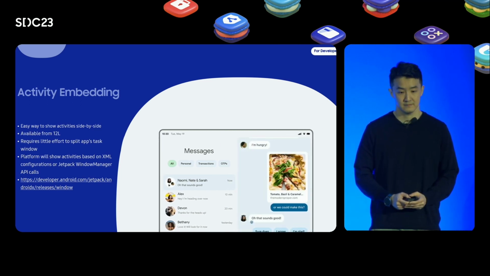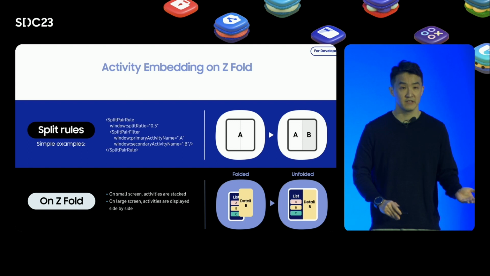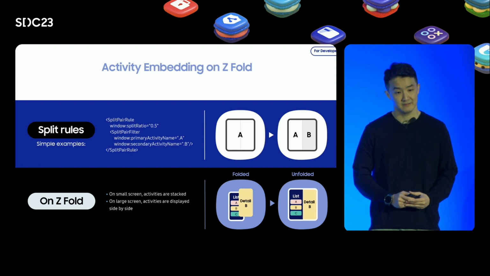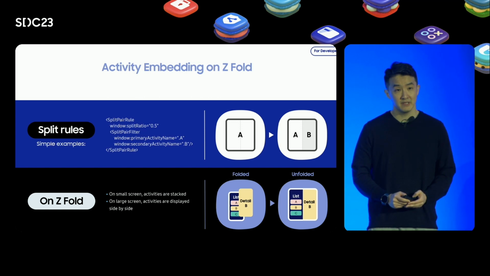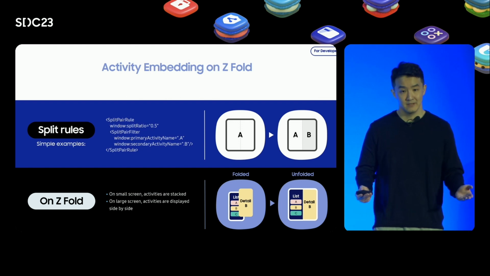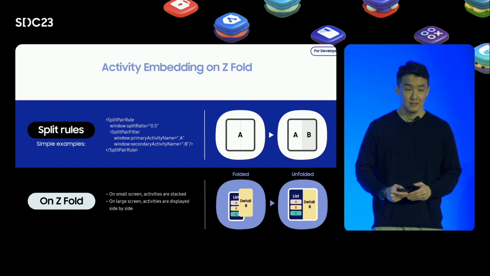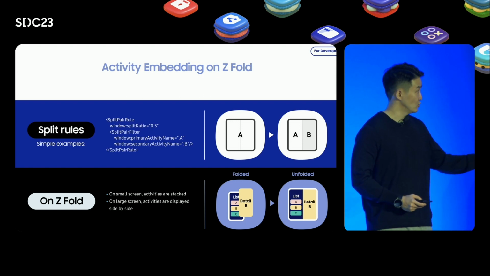Okay, let me show you an example of how to configure XML for activity embedding. Let's say that activity B appears by a call from activity A. If we want activity B to appear at the right side of activity A, you can just define the relationship between the two activities in the XML as shown in the slide.